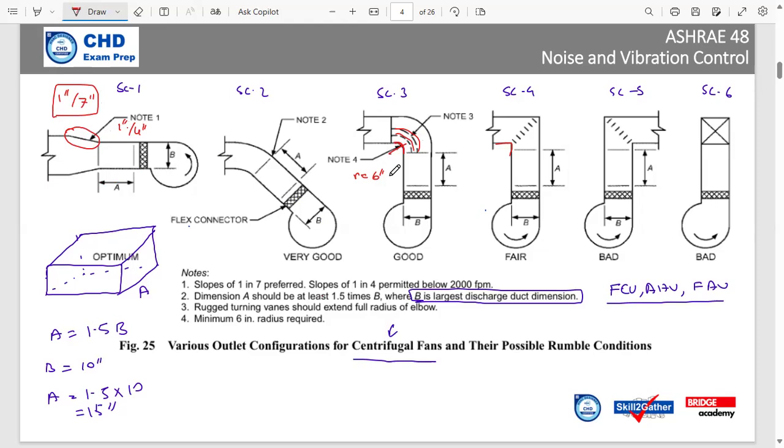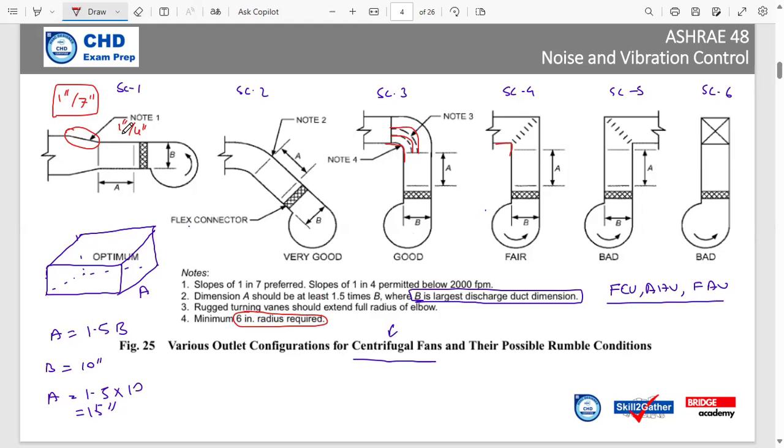The third mistake is about the radius. If we have a connection like this, after the fan, we have an elbow. I have seen many times the radius of this elbow is not maintained. As it is mentioned here, a minimum 6 inch radius is required. Okay, this is the third mistake. And the fourth mistake we have is, even if the radius is there, 6 inch or more, we do not have the vane inside. If we don't have the vane inside here, we are expecting noise.